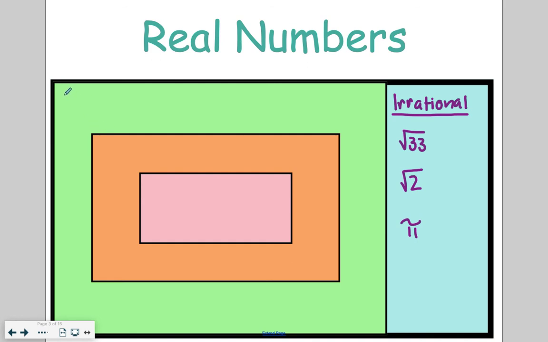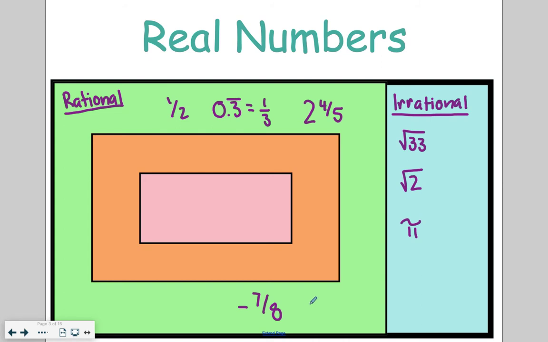When we come over to here, this green box is the rational numbers. So these are all of the numbers that can be written as fractions. So for example, 1/2, or 0.3 repeating, because repeating decimals can be turned into fractions because that's 1/3. Or mixed numbers, you could have 2 and 4/5, or -7/8, or -6.93. So all of those fraction and decimal numbers live out in that green area.